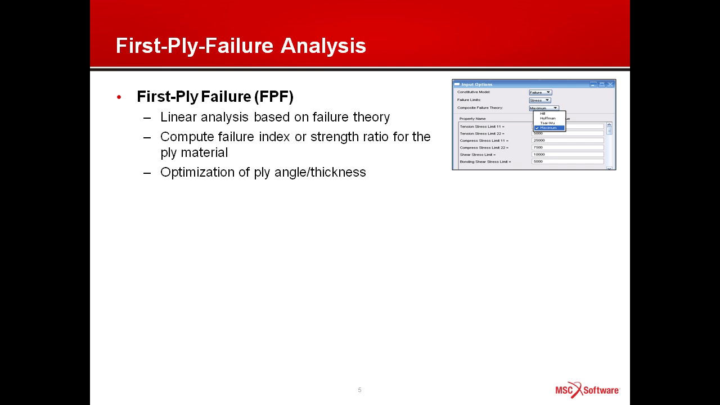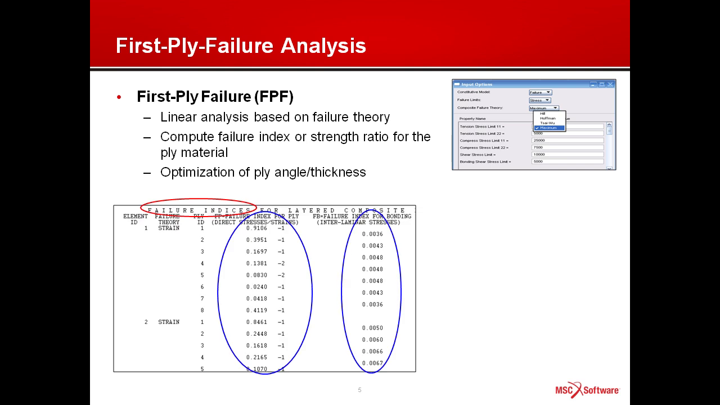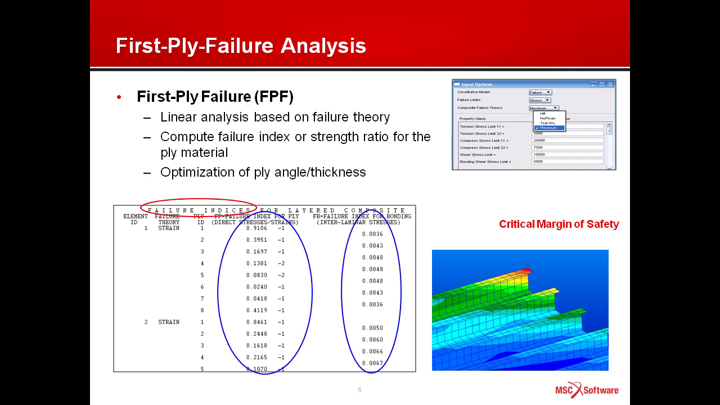The bottom line is, when you perform a first ply failure analysis, you want us to calculate failure indices for you. And based on that, you can identify that critical area in your structure. In this case, we're showing the skin stiffened panel, the stringers and skin. Identify that critical margin of safety, and then based on that, you can make a decision to sign off a part or reject it and redesign.